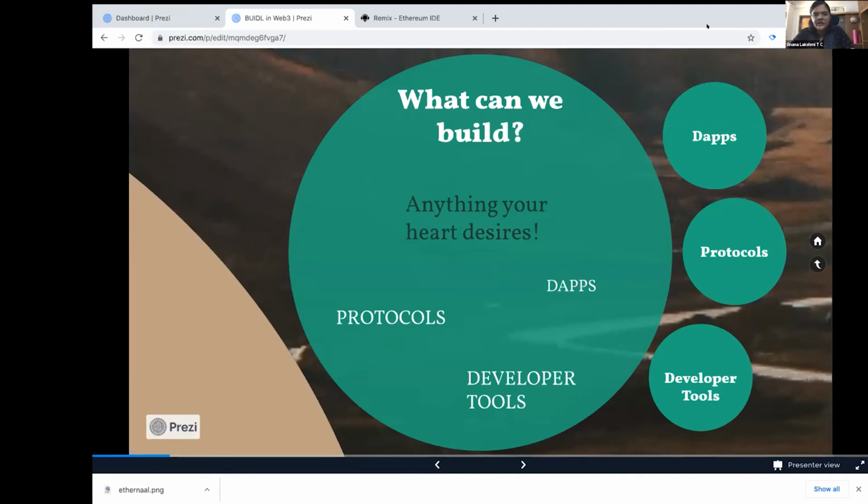Developer tools. What if you don't want to build your own solution? What if you don't want to work at protocol level? You can also build developer tools. What are developer tools? Something that will help these protocol and dApp builders. It could be tools where you're analyzing data. It could be tools where you're trying to understand what is happening in these different transactions. It could be tools that will help developers to build in a more simplified manner.